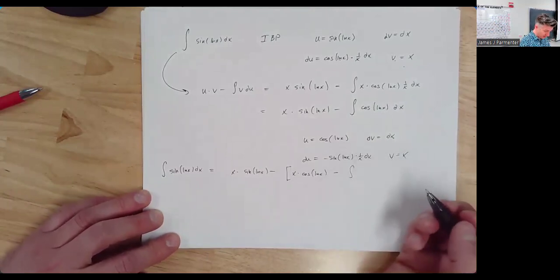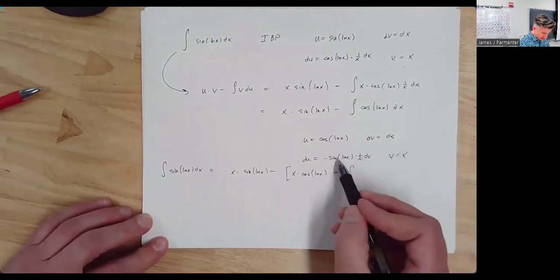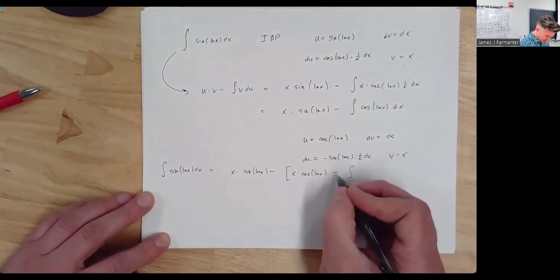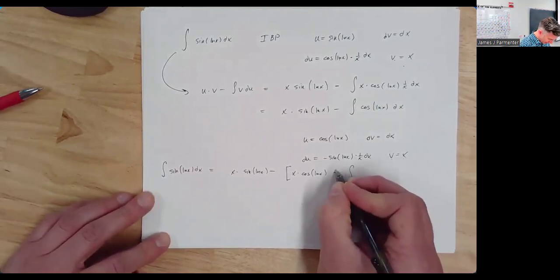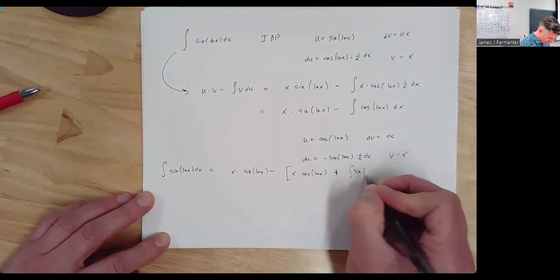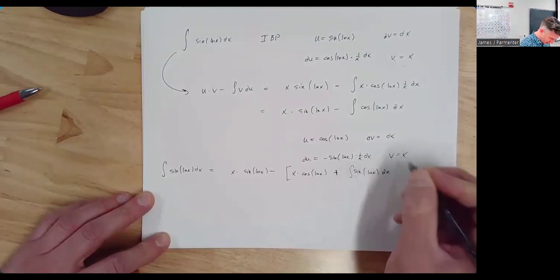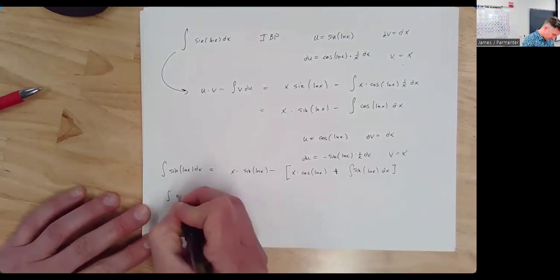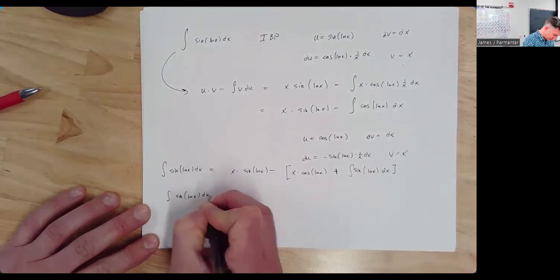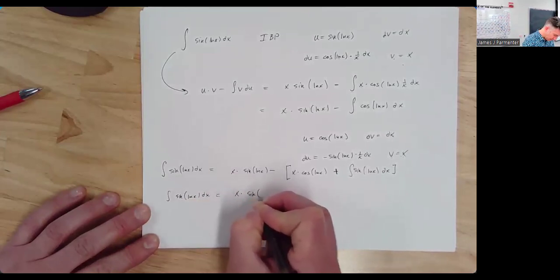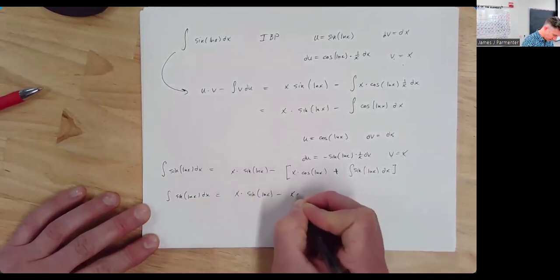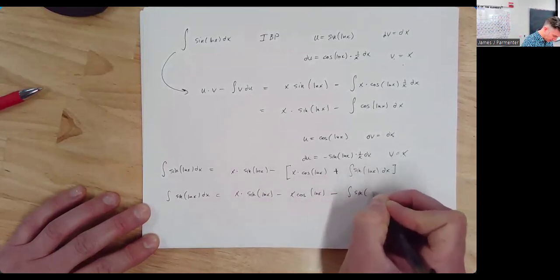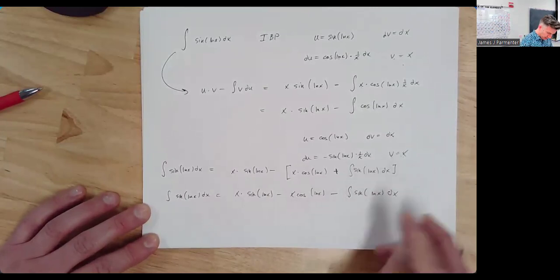I'm just going to simplify it right off the bat here. So v times du, the x times 1 over x is going to cancel, and I'm just going to get minus sine of natural log of x dx. So then what I have is the integral of sine of natural log of x dx equals x times sine of natural log of x minus x times cosine of natural log of x minus the integral of sine of natural log of x. And then I'm not going to finish it, but you can add this over here.